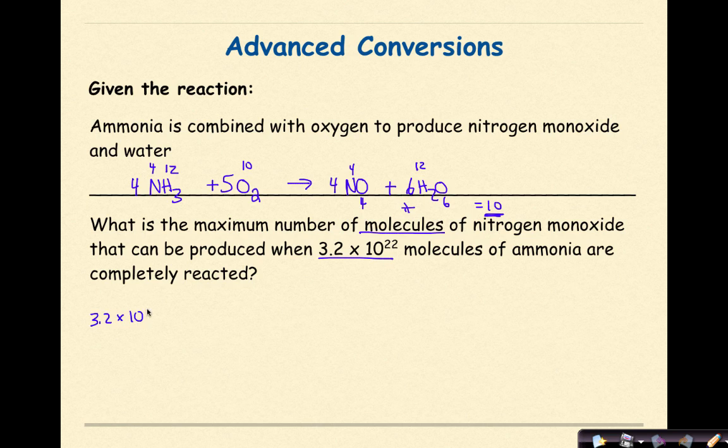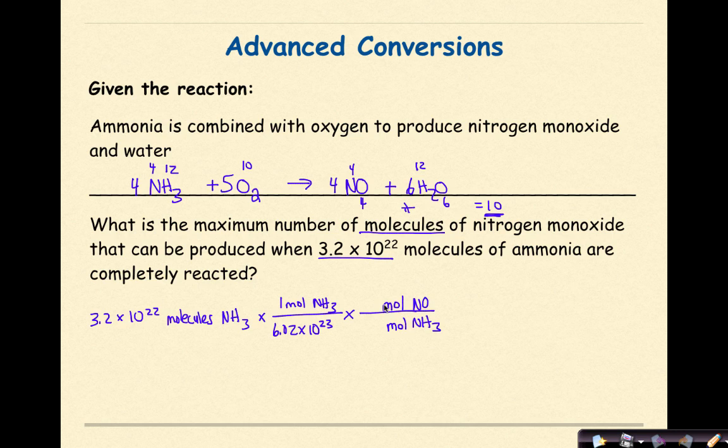3.2 times 10 to the 22nd molecules of ammonia. I've got to convert this into moles. So 1 mole of ammonia is equal to 6.02 times 10 to the 23rd. We're referring back to that. Now I'm in moles of ammonia. And what do I want here? I want nitrogen monoxide, because ultimately I want molecules of nitrogen monoxide. But I need to get it to moles of nitrogen monoxide first, because that is my base unit.